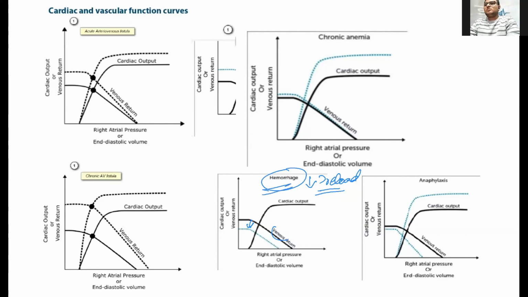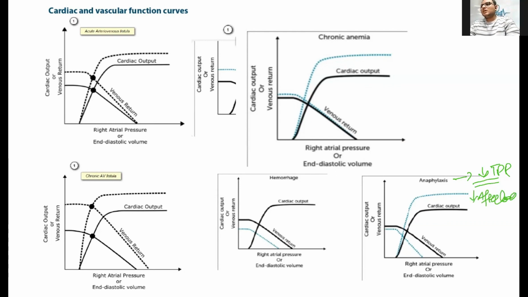So in acute hemorrhage, hypovolemic shock, there will be decreased venous return, so the curve will go down. What will be the change in anaphylaxis? In anaphylaxis, we already know that due to bacterial toxins, there is decreased total peripheral resistance. So when there is decreased total peripheral resistance, always remember afterload will be less. Decreased afterload will cause more cardiac output, more stroke volume. So the curve will be like this.